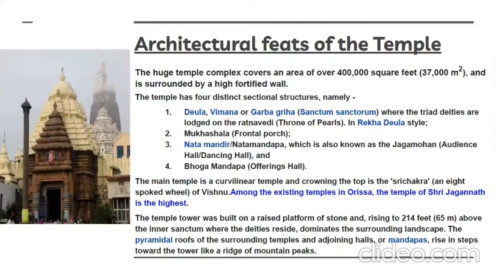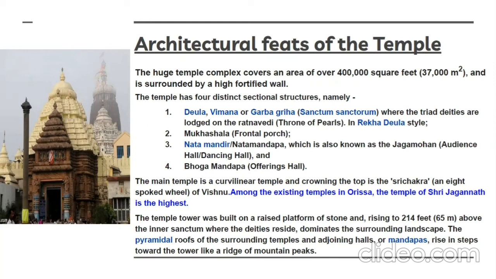Moving ahead, we will look into some of the architectural features of the temple. The huge temple complex covers an area of around 4 lakh square feet and is surrounded by a fortified wall. The temple is divided into 4 sections. The first is Dwar, which is also known as Vimana or Garbhagriha. The second is Mukhashala, which is a frontal porch. The third is Nat Mandir, which is also known as Nat Mandapa. And the fourth is Bhog Mandapa, which is an offering hall.